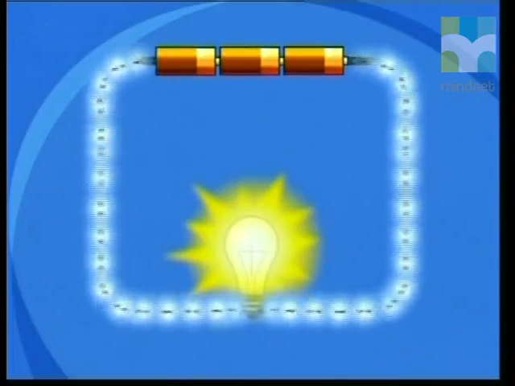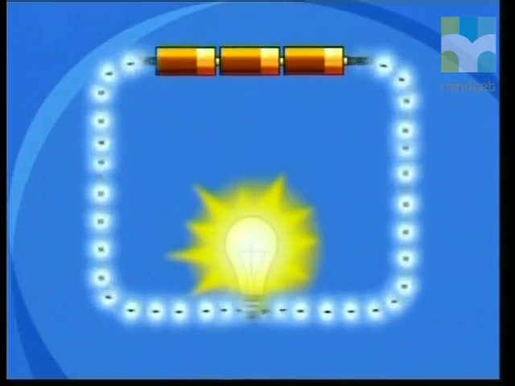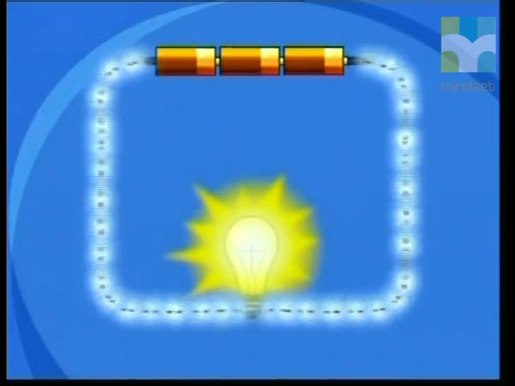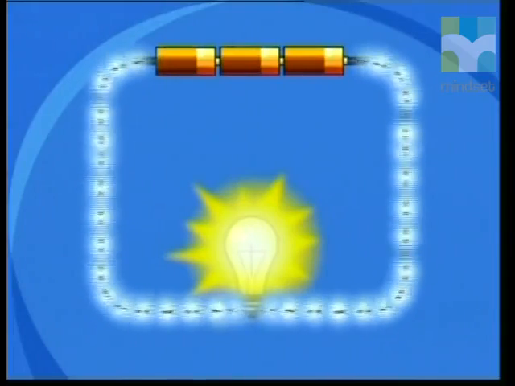If you look at this animation, you can see that all the electrons flow through each component, one after the other. Let us now join Bruce as he shows us how we can use an easy calculation to calculate the effective resistance in a series circuit.